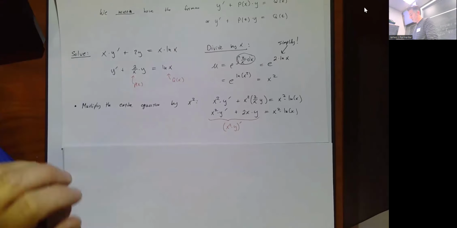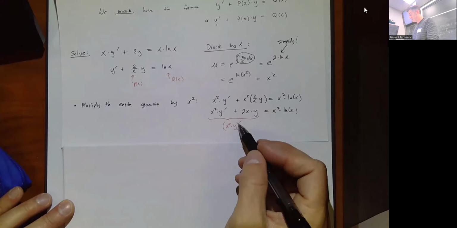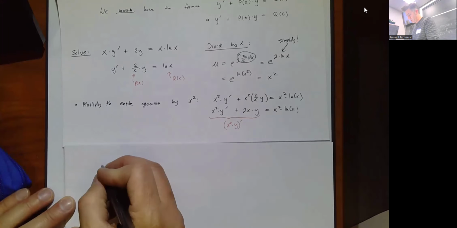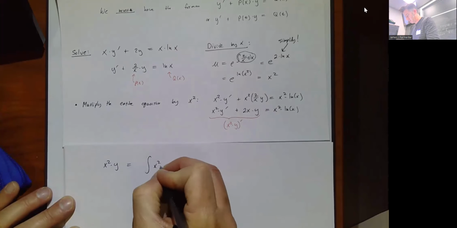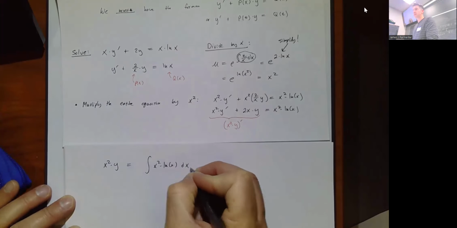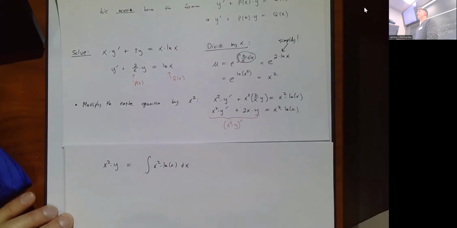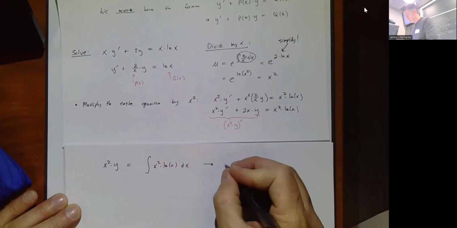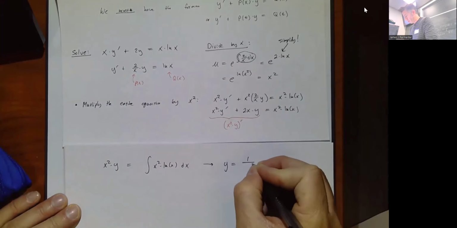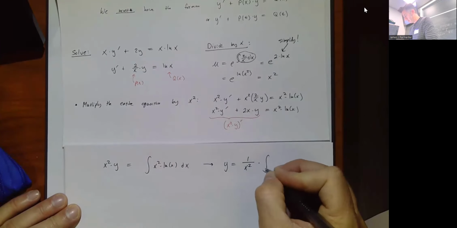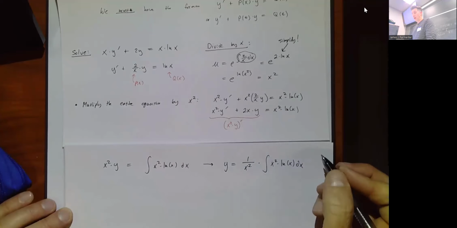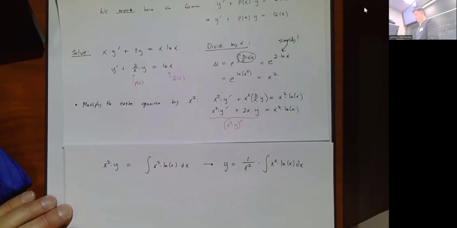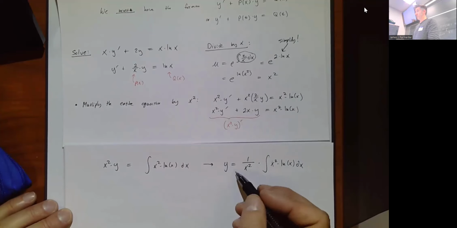So now we've got the derivative of x squared times y equal to x squared natural log of x. So then we're going to say that x squared times y equals the antiderivative of x squared times natural log of x dx. Not being finished, but writing it in the format that you're allowed to jump to, in general we get y equal to 1 over x squared times the integral of x squared times natural log of x. And sometimes, depending on the professor, it's totally fine to jump straight from your integrating factor to this.